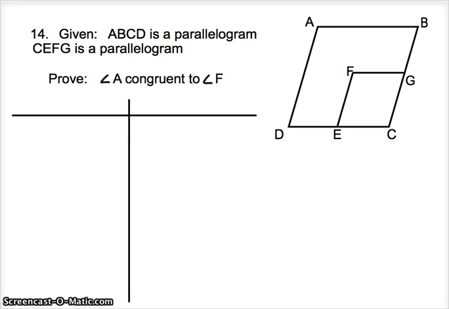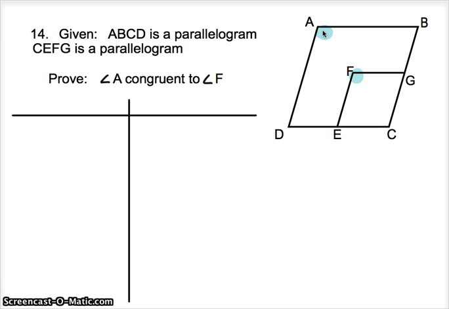Number 14, a proof about parallelograms. Given ABCD is a parallelogram, CEFG is a parallelogram, and we need to prove that angle A is congruent to angle F. So looking at where I want to end up, I eventually want to get angle A and angle F being congruent to each other.